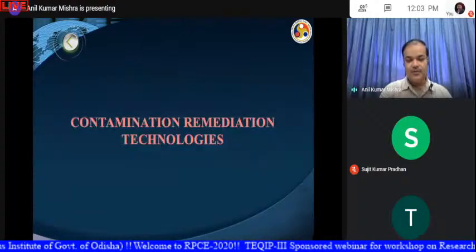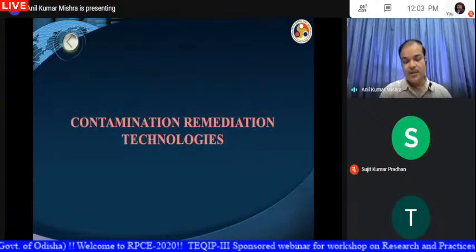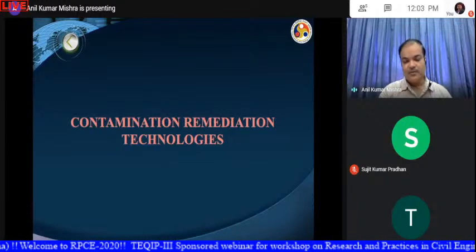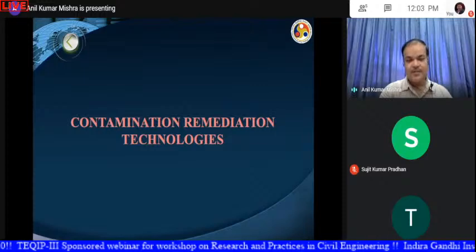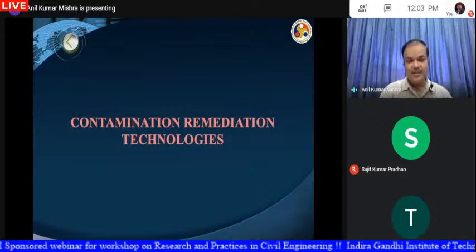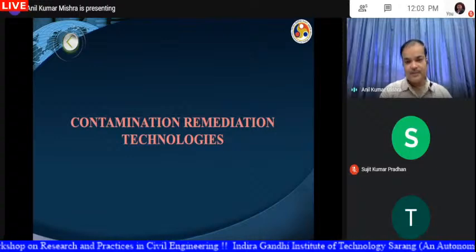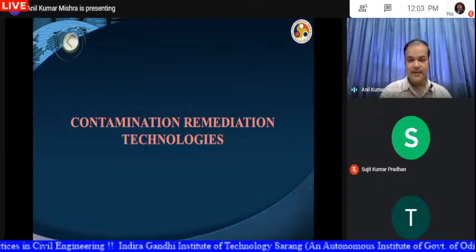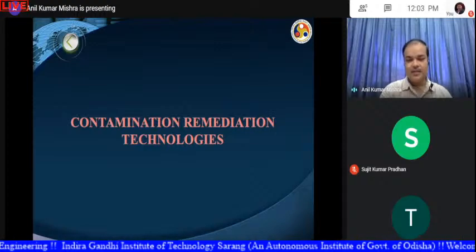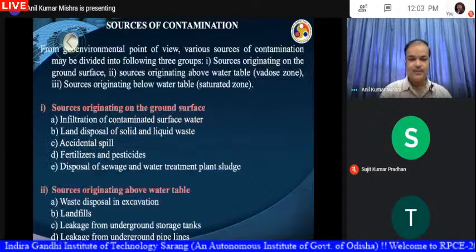So once you know there is a leakage, then we need to treat. It's similar to our treatment of disease. First, we need to see whether there is a disease or not. If there is a disease, how do we know? We have to do some test. So if we found some disease is there, then we have to go for the treatment. So this is called contamination remediation technologies.